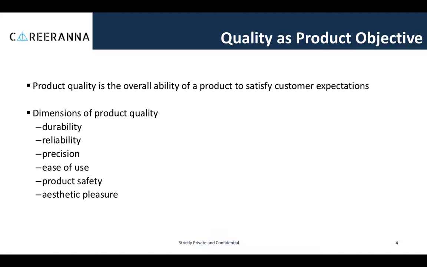Now, when we talk about product quality, there are different dimensions linked to it, which are majorly around durability of the product, reliability of the product, precision of the product, ease of use, product safety, aesthetic pleasure. So, if you see durability, is the product going to last? Is the product something which I am able to use for a long time? Reliability, can I rely on it for the actual value which I am seeking out of the product? Is it precise? Is it meeting my requirements in a very precise way?